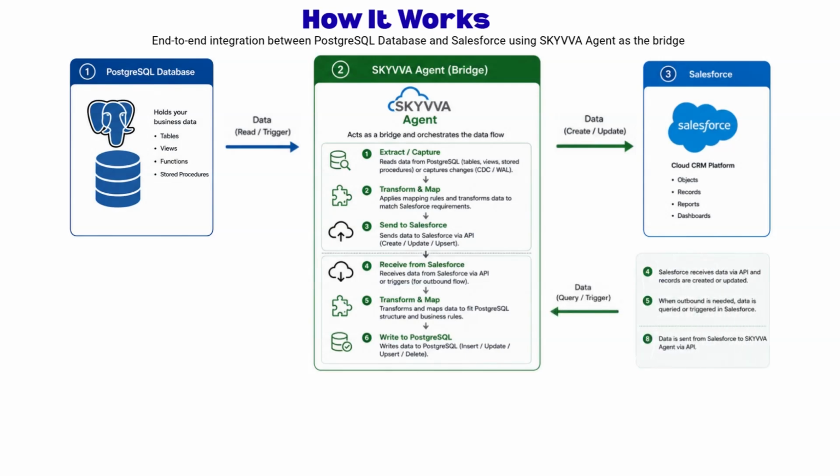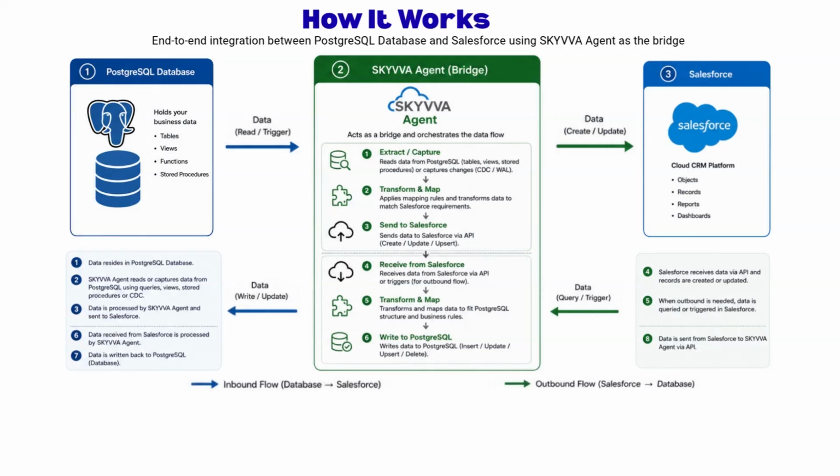Step 4. Complete data synchronization. Finally, SKYVVA Agent provides complete bidirectional synchronization between PostgreSQL and Salesforce. For inbound integration, the agent retrieves business data from PostgreSQL, transforms and validates it, and sends it to Salesforce to create or update records. For outbound integration, the agent retrieves data from Salesforce, transforms it according to the PostgreSQL database structure, and writes the processed records back to PostgreSQL. This enables both systems to remain synchronized while supporting reliable, secure, and automated data exchange in both directions.